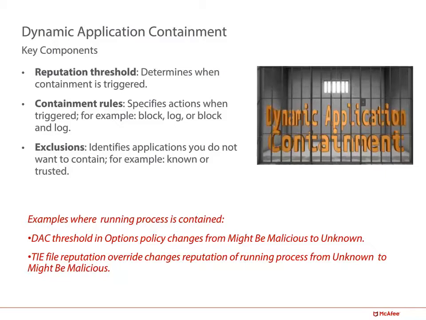Just realize if you use ePO for your centralized management, all the changes made using the ENS client interface may be overwritten by your ENS policies when they're enforced. Examples where the running process is contained: you have the DAC threshold in your options policy change from might be malicious to unknown, or the TIE file reputation will override the reputation of the running processes from unknown to might be malicious.